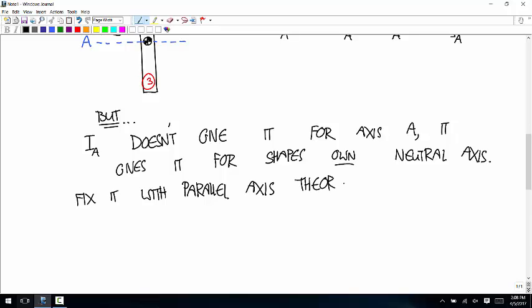So the parallel axis theorem says the moment of inertia of a body about some axis A is equal to the moment of inertia about the neutral axis plus exactly what? If you had to guess the formula for the parallel axis theorem, what would you guess is the additive term? A D squared. Exactly, A D squared.